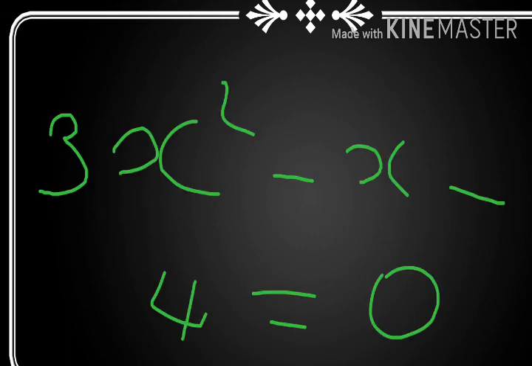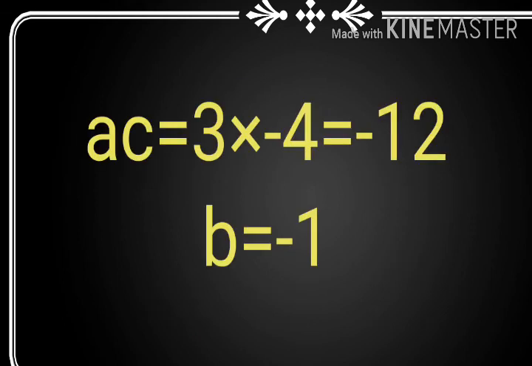Now the last type. Okay, here also the product is negative. For example, 3x square minus x minus 4 equals 0. Here also we need to find AC. 3 into negative 4 equals negative 12. B is negative 1. Minus x means what is B? Negative 1. Okay, now the product is negative.